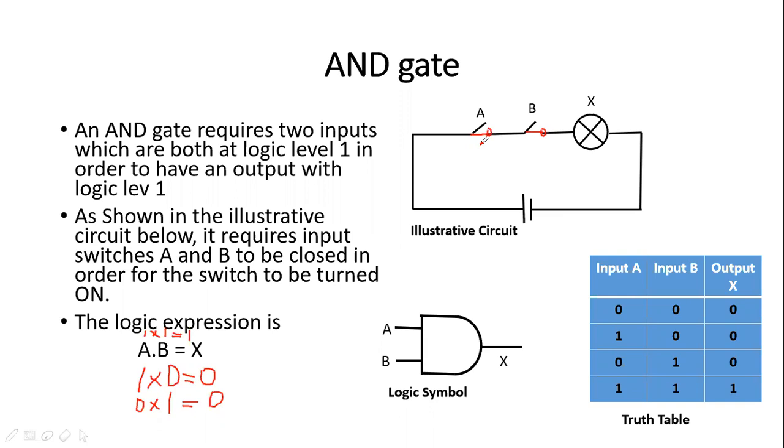The only way you can turn on this bulb is by closing A and B, meaning you have this current moving through A, which is closed, and through B, which is also closed. Then over to this, which is your bulb.